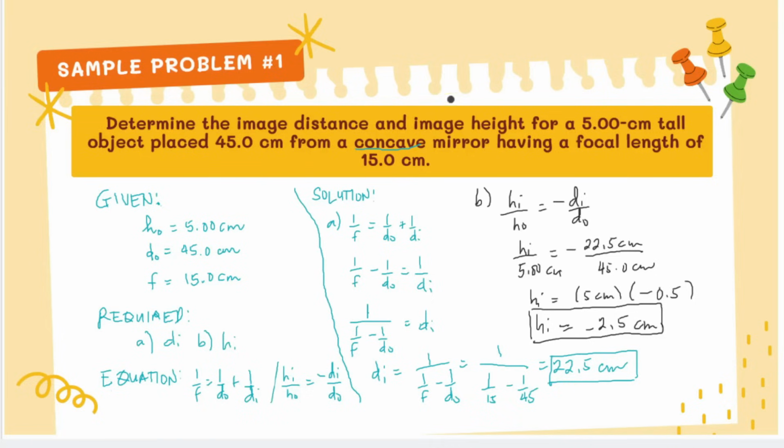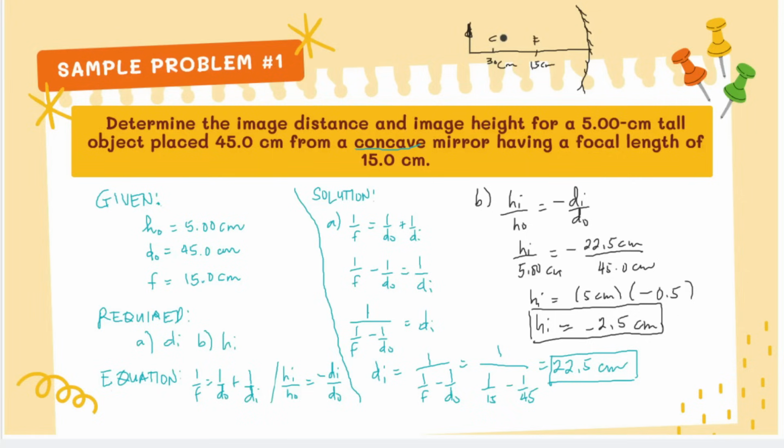Okay, so for example, i-drawing natin dito, no? Ito yung ating concave mirror. Ang F ng ating concave mirror, ang ating focal length ay 45 centimeters. Ay, wrong. Ang F ng ating concave mirror ay 15 centimeters. So, therefore, ang C niya ay 30 centimeters. Times 2 lang kasi yan. Okay? Ang object natin ay nilagay 45 centimeters from the concave mirror. So, object beyond C ang dating niya.